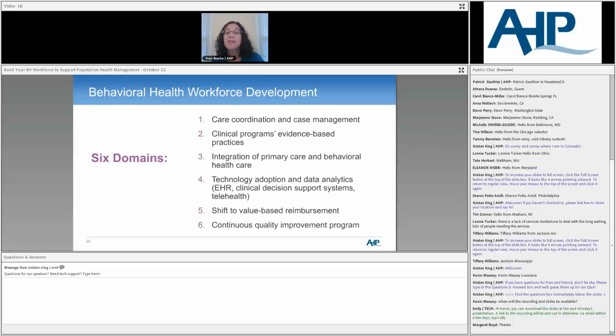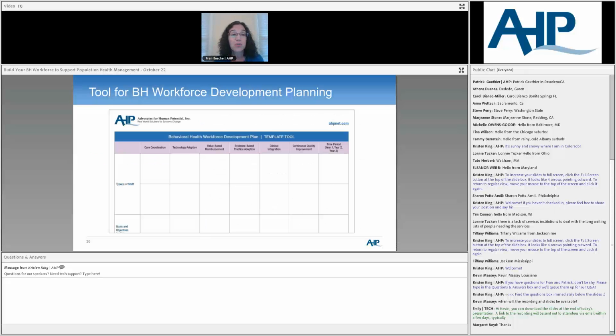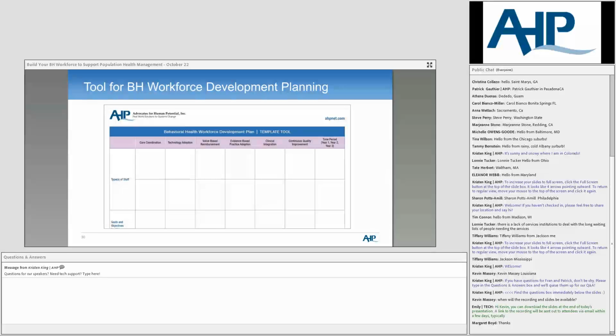So to see how these domains can be applied, we want to walk you through the workforce development planning tool that you'll be able to download at the end of the webinar. What we're going to do is walk through the tool, but with part of it filled in, the first domain of care coordination and case management, as an example. So Kristen's going to bring up a PDF of the work plan, and I am going to walk you through it.